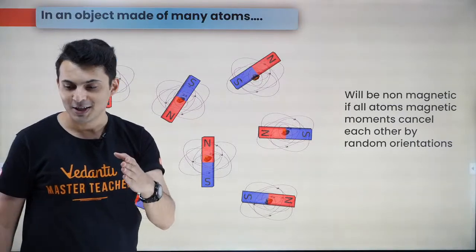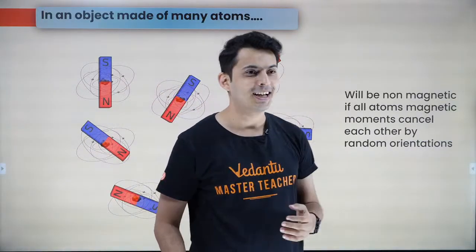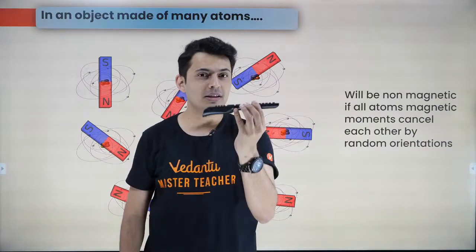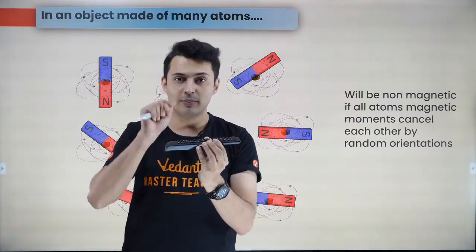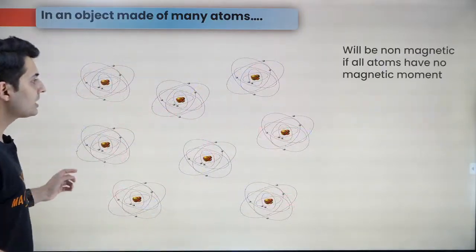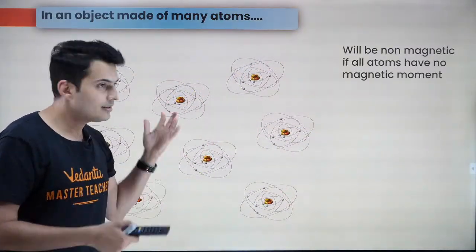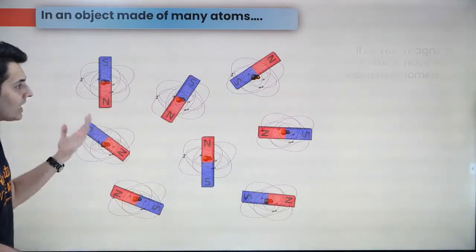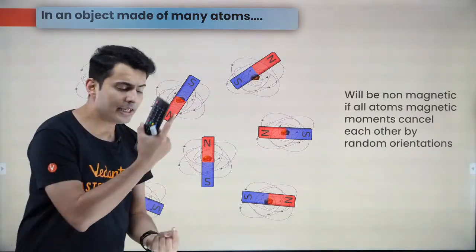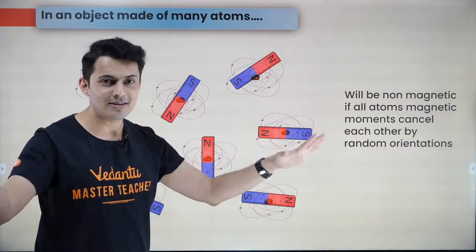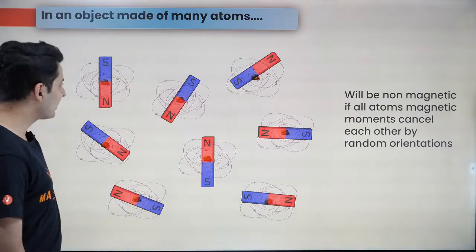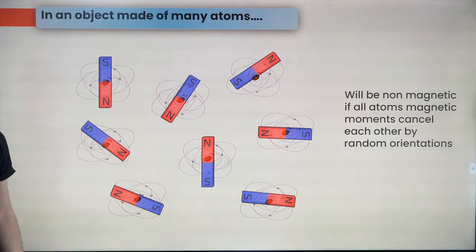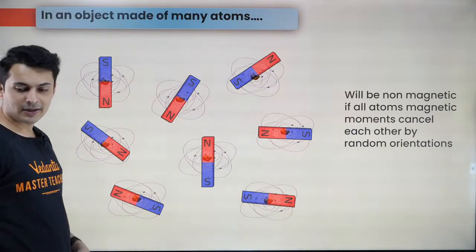I hope this is clear. So guys, yes, a lot of magnets out there. So when I say, this is not a magnet, there are two possibilities. What are the two possibilities, guys? One possibility, each atom itself is not magnetic. That's why the object is not magnetic. Number two, each atom is magnetic, but each orientation is random, so they cancel out each other, and that's why you are seeing that the net magnetic moment is zero. Very, very important. Clear? Excellent.